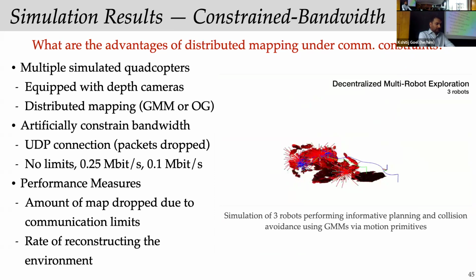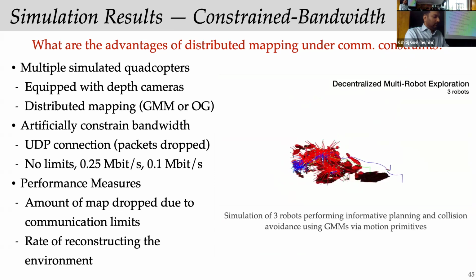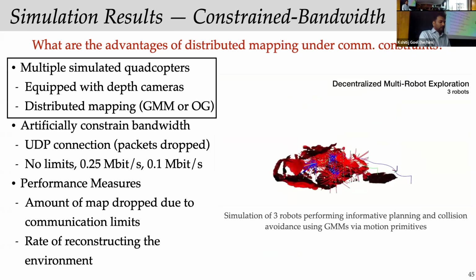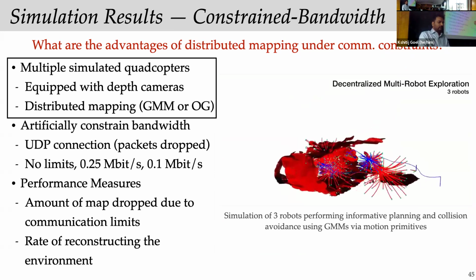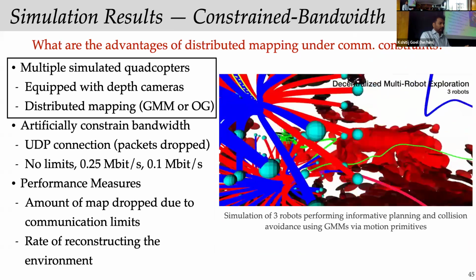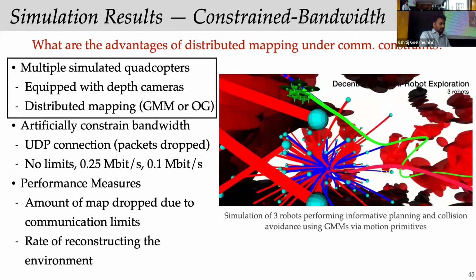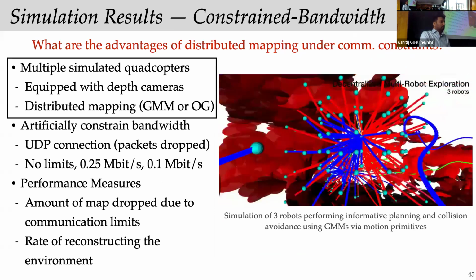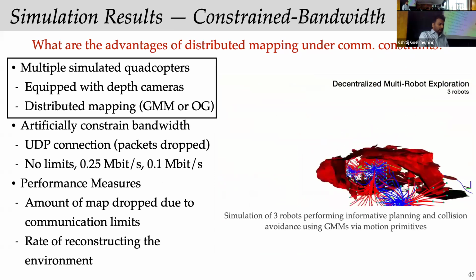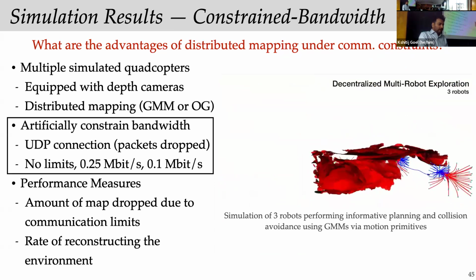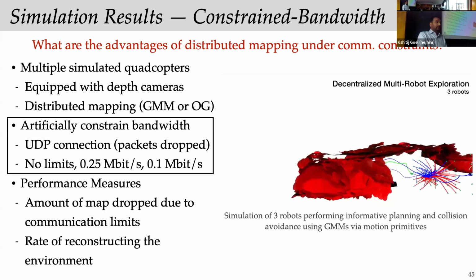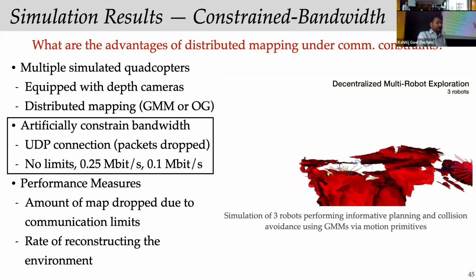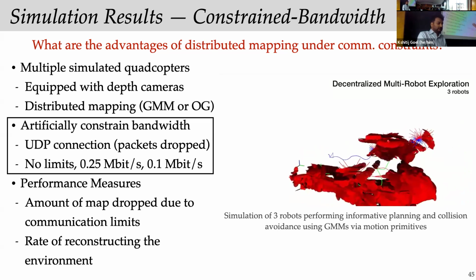To analyze the effectiveness of the distributed mapping strategy, we set up simulation experiments with multiple simulated quadcopter vehicles that are equipped with TED cameras and can perform distributed mapping via the proposed approach. We also compare against a regular grid-based approach. We artificially constrain the bandwidth over a simulated UDP connection. So if we exceed the connection bandwidth, the transmitted packets will be dropped in the worst case.